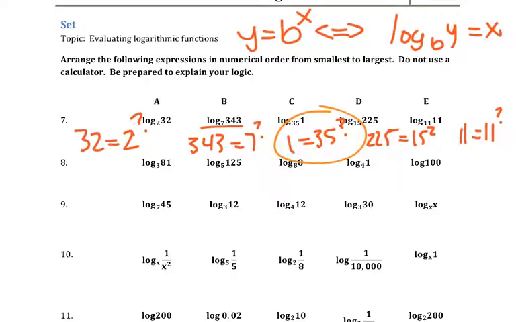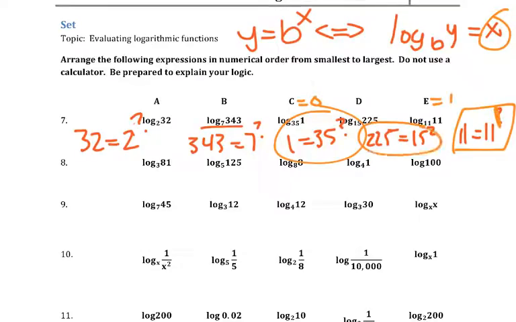Anytime anything to a power equals 1, it means that power is 0. So the log base 35 of 1 would be 0. Okay, this one should be easy. Another easy one, that would be 1, because 11 to the first is equal to 11.